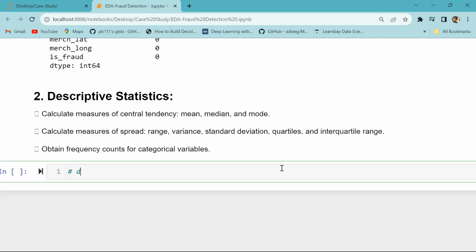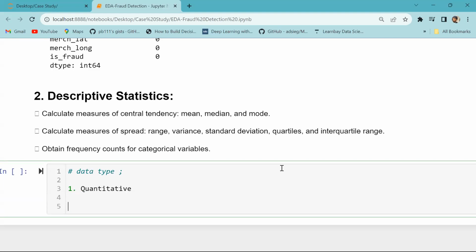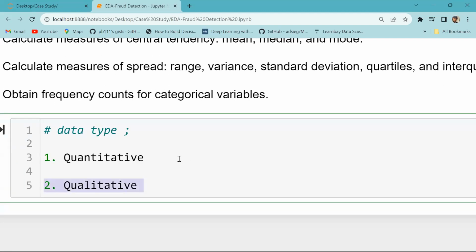So data comes in different types, different formations. Generally we call it data types, or data structure. The data could be numerical, which we call quantitative. The second one we call qualitative. So the data is distinguished into two types: the first is quantitative, and the second is qualitative.